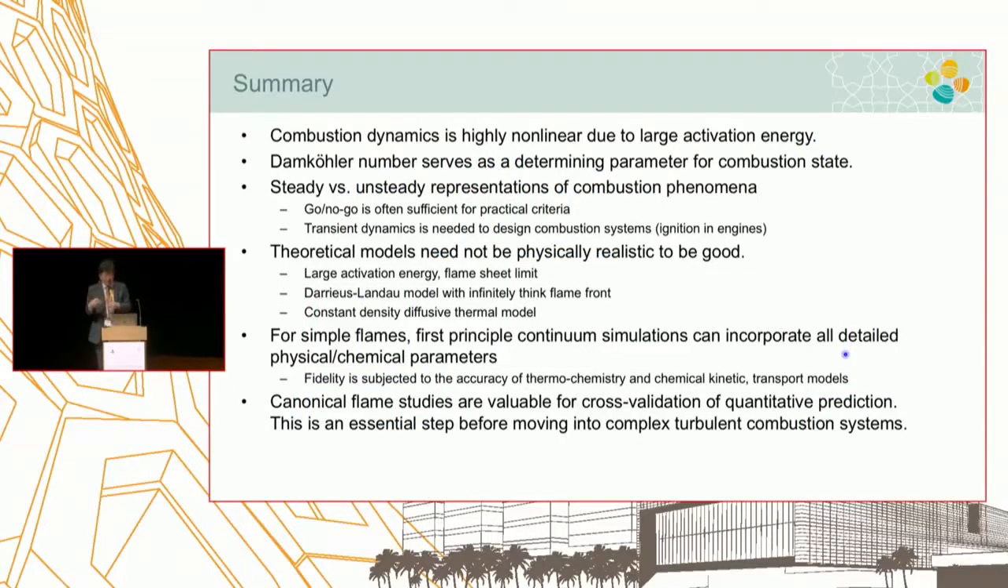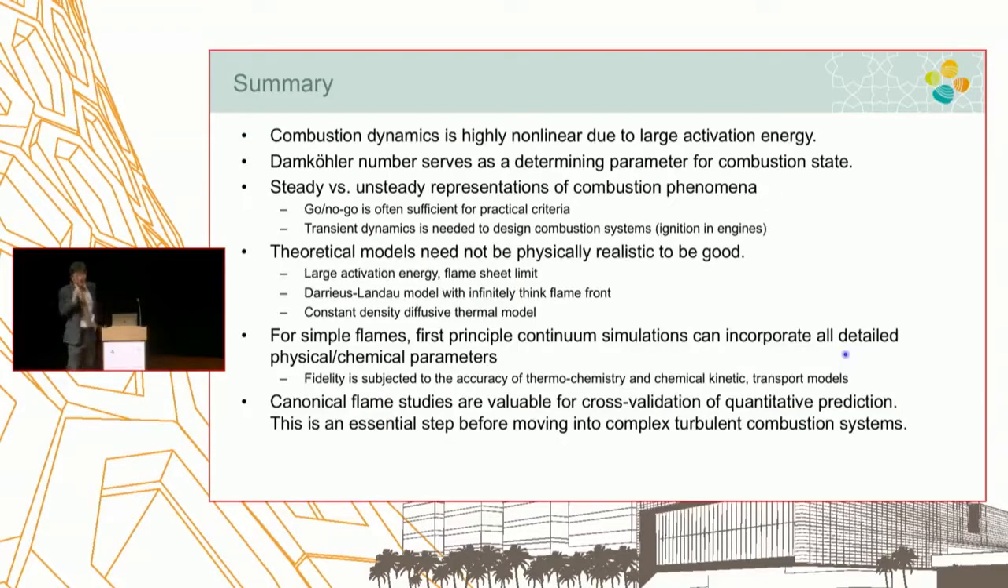I'll try to make it more dynamic in the second half, but the main key summary is that combustion dynamics is highly nonlinear, and the main reason for this nonlinearity is coming from exponential nonlinearity. And the Damkohler number serves as an important system parameter that determines the flame combustion state. I hope you appreciated the distinction between the steady versus unsteady description.